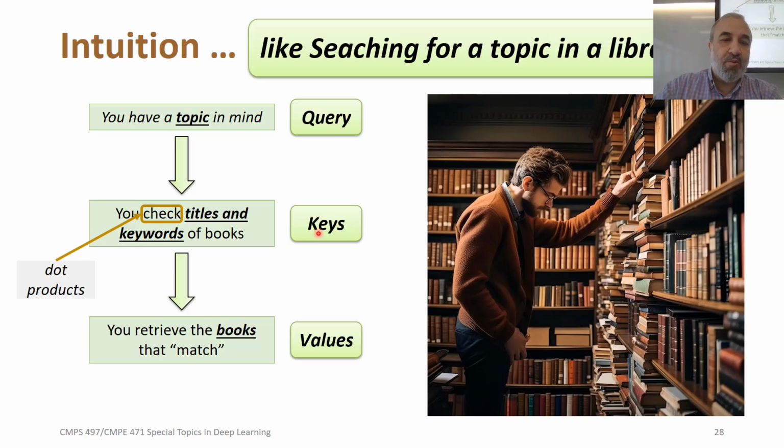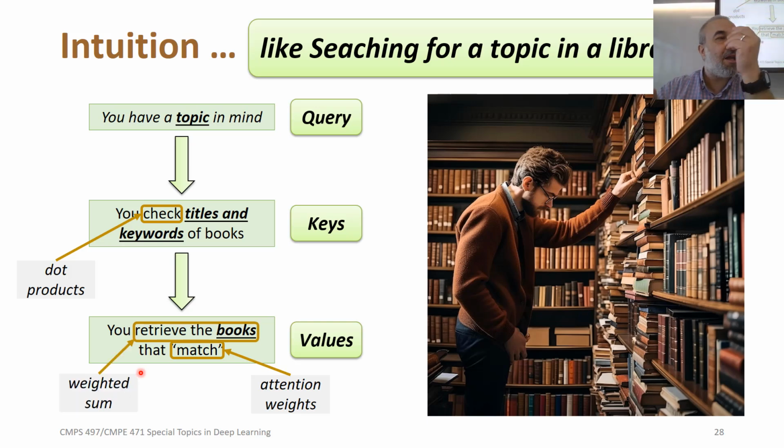So when we say we check the titles and the keywords, we match the query with the keys. Checking here is like the dot products that we do. And when we say the books that match, that means that we are talking about the attention weights. And when we retrieve the book, it's like we sum the weights. We have the weighted sum of the things that match. Did you get it now?